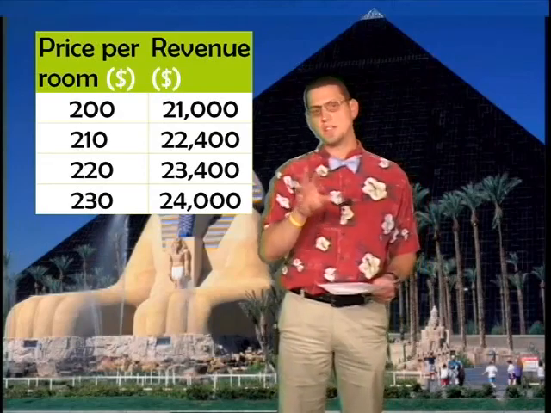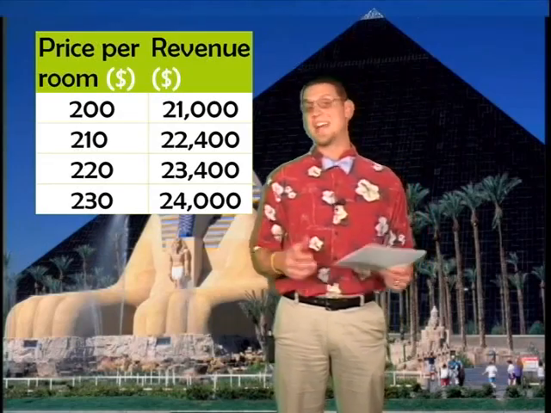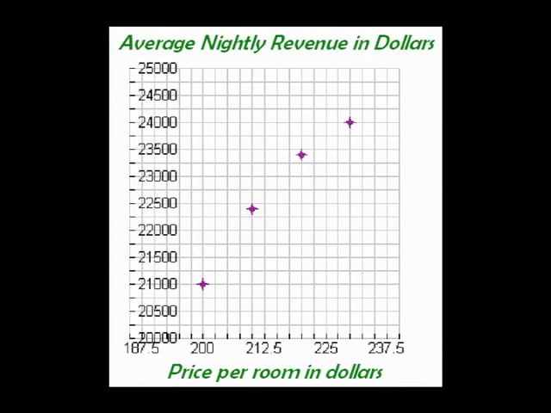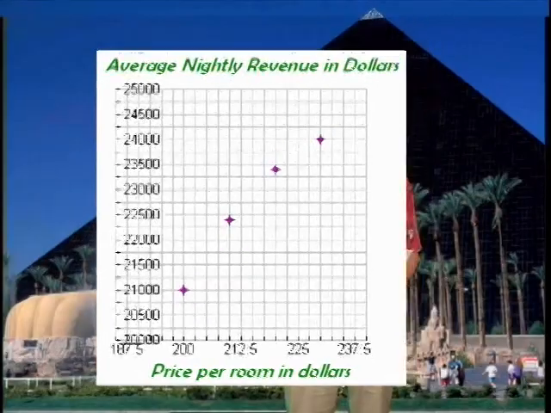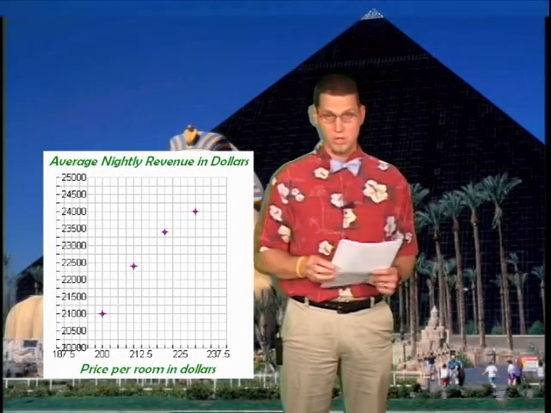Now, let's go ahead and take that data and plot it in a scatter plot. The scatter plot that you see here is graphed in a nice friendly viewing window. If you look at the points, you can see that they're increasing from left to right. As the price of the room goes up, the revenue per night is increasing. But notice that it's not a linear curve. It appears to be increasing at a decreasing rate. It's kind of curved downward, all right?